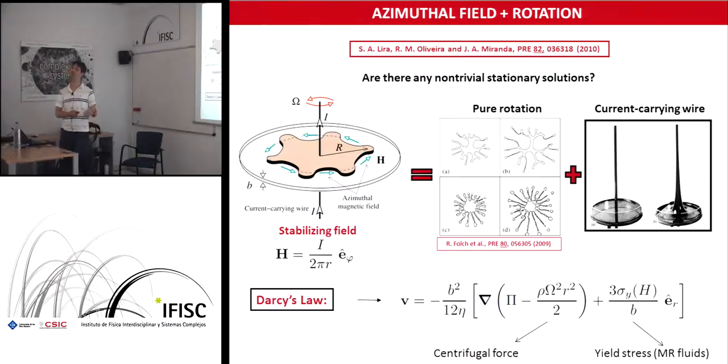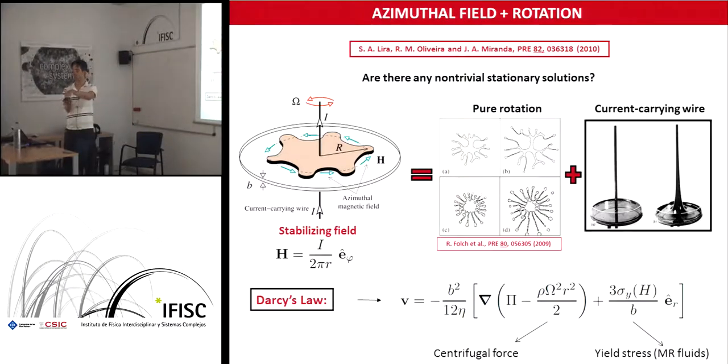So we thought maybe we can add a stabilizing magnetic force, and perhaps we get a stationary solution for the problem. We chose to use the field produced by a current-carrying wire. If this is a pool of ferrofluid and this is just a wire, if there is no current, nothing happens, but if an electric current passes, it generates a field which goes like 1 over r, so the gradient of this applied field points radially inwards. It pulls the fluid towards the center, towards the wire. And it's a stabilizing effect.